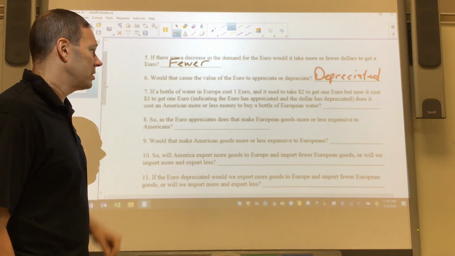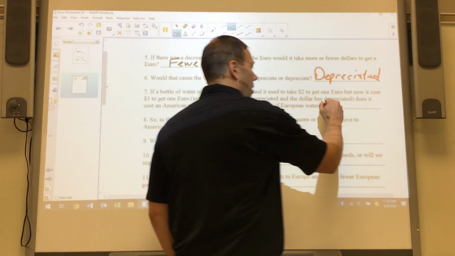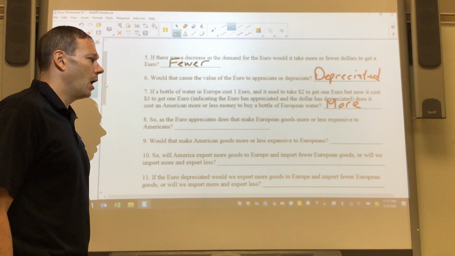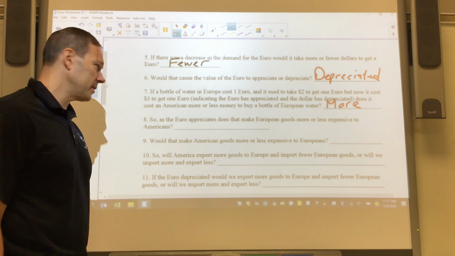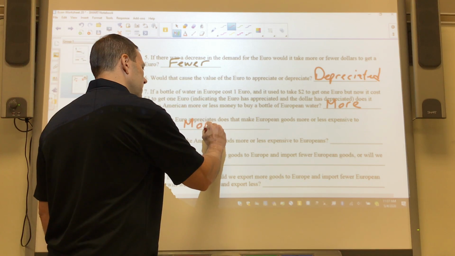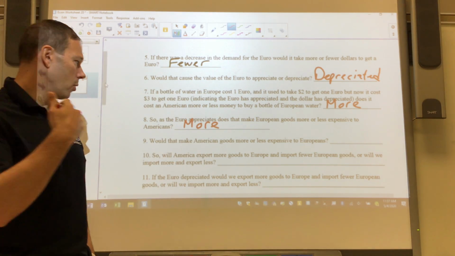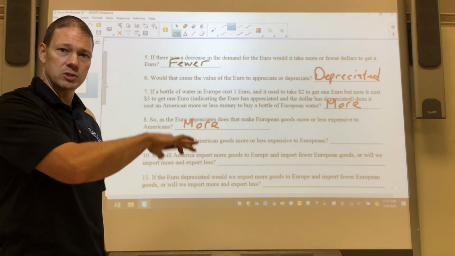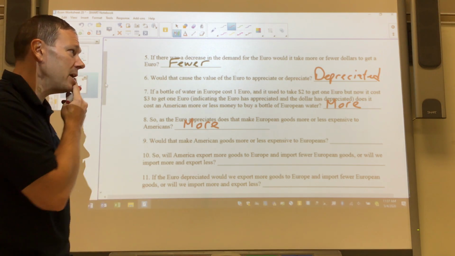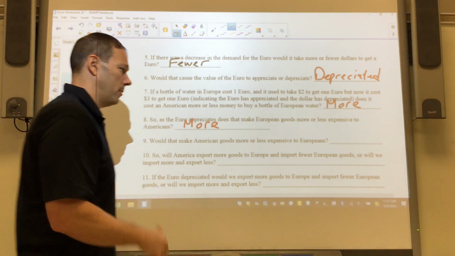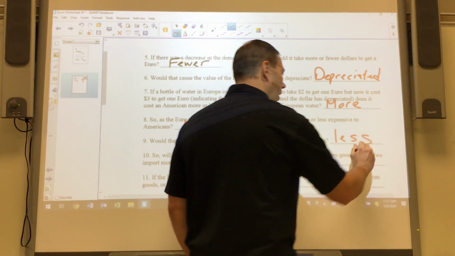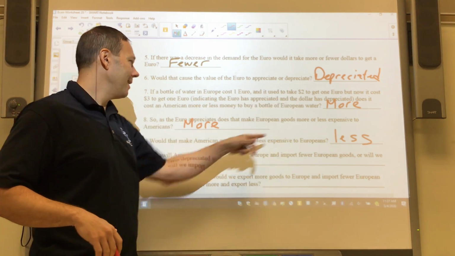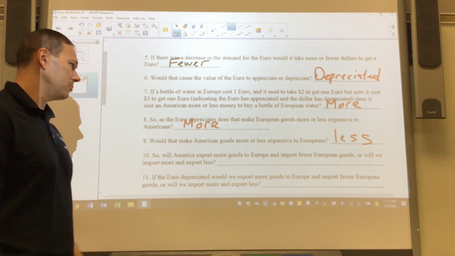Does it now take more or less money to get that bottle of European water? It takes more American currency. Now, if it takes more American currency, does that make European water more or less expensive to us? Well, of course, it makes it more expensive to us. Conversely, from a European's perspective, our stuff just became cheaper. It became less expensive because now when they come over here with their euro, they used to get $2, now they get $3 for that euro. So our stuff just became cheaper to them.